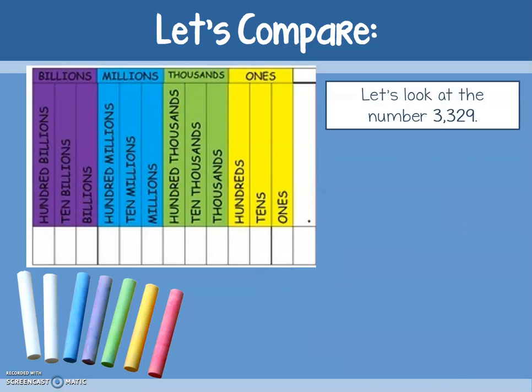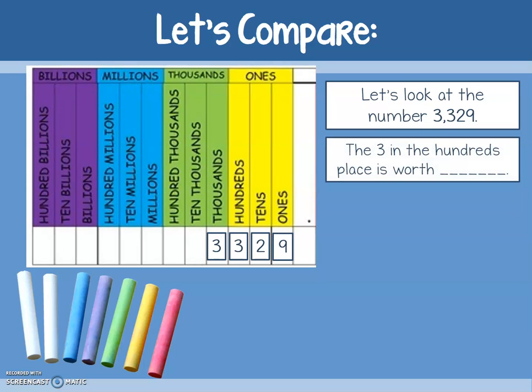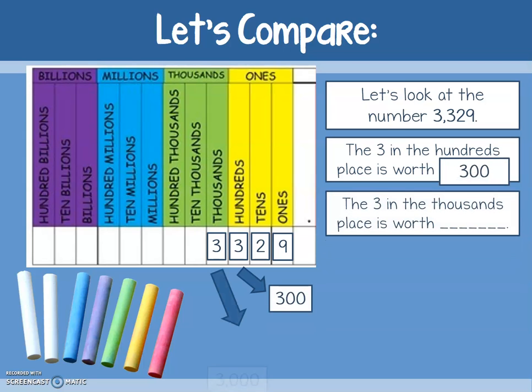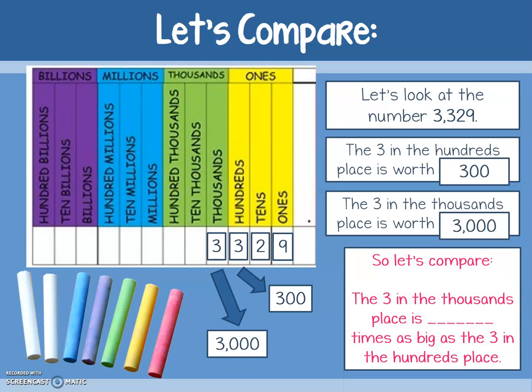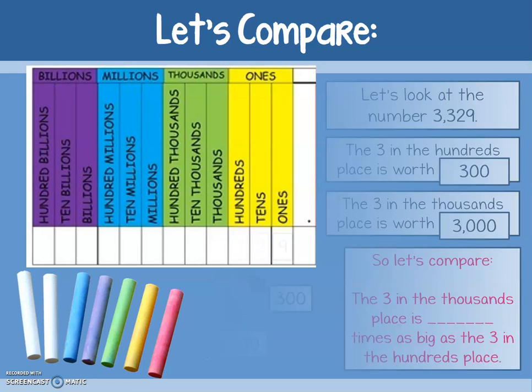This time, let's take a look at the number 3,329. The 3 in the hundreds place is worth 300. The 3 in the thousands place is worth 3,000. So let's compare. The 3 in the thousands place is how many times as big as the 3 in the hundreds place? Take a second to think about that. Are you starting to notice a pattern? Let's look at one more and see if you can figure out what's happening.